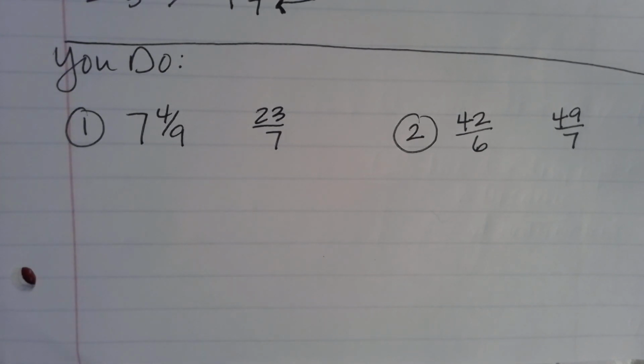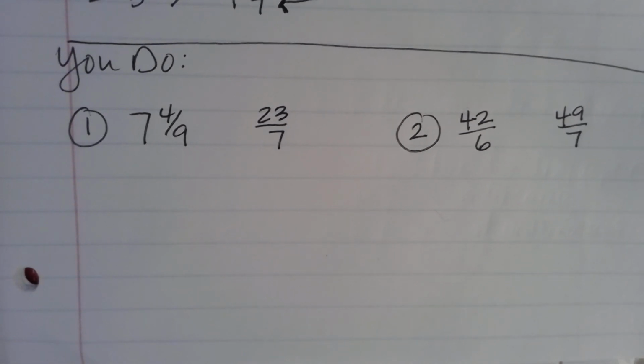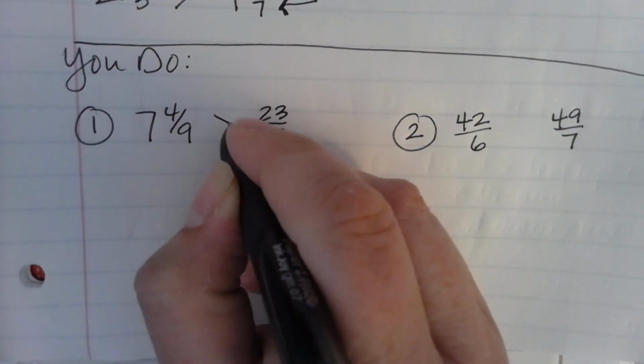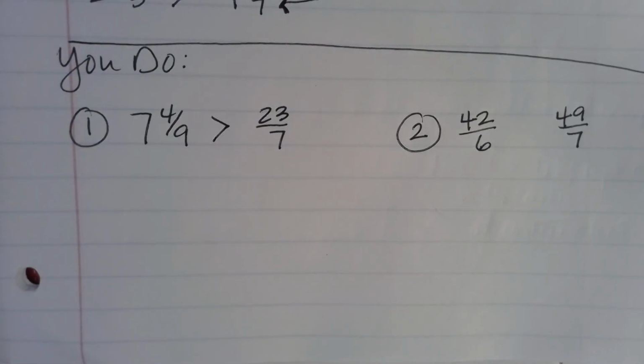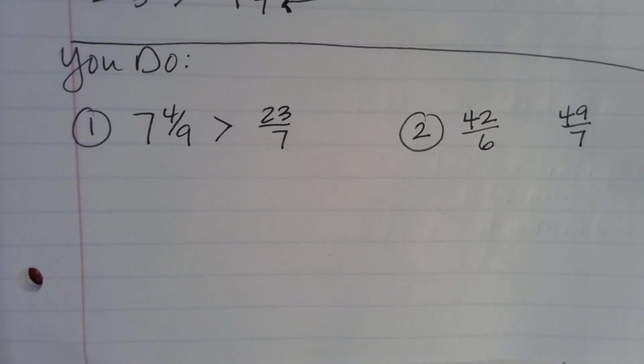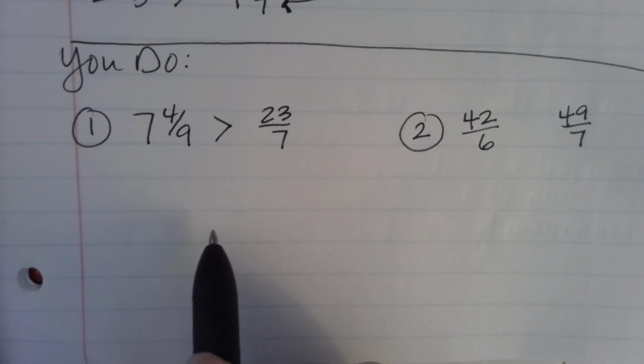So raise your hand if you want to tell me what you got for number 1. I got 7 and 4/9 is greater than 23/7. That's Jacob, fine. You agree? Okay. Anybody disagree with this problem? Me. Why? Because I did the multiplication. Who said they disagreed and why? Me. Okay, why do you disagree?